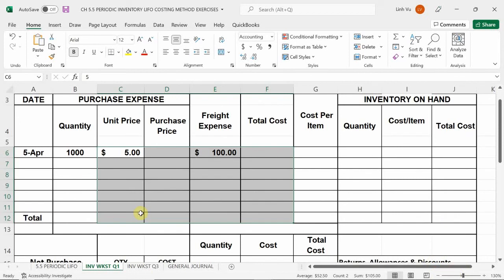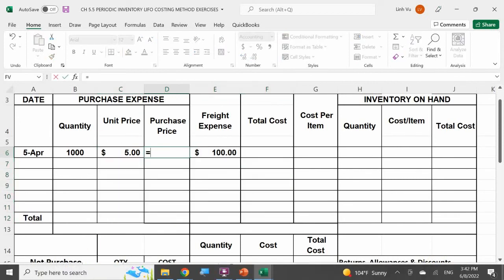What's my purchase price? It's 1,000 times $5. Yes, right. Quantity times unit price. Okay, since I'm using Excel, I'm cell referencing, right? Instead of having to type it in there, which you can do if you'd like. But the great thing about cell referencing is you're able to copy and paste formulas all over Excel.